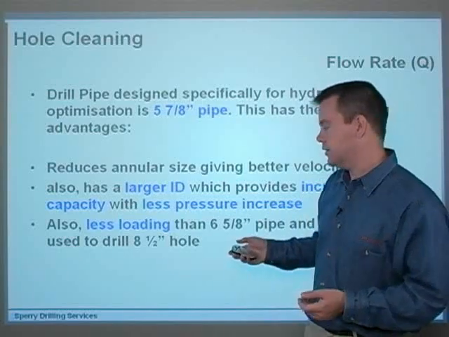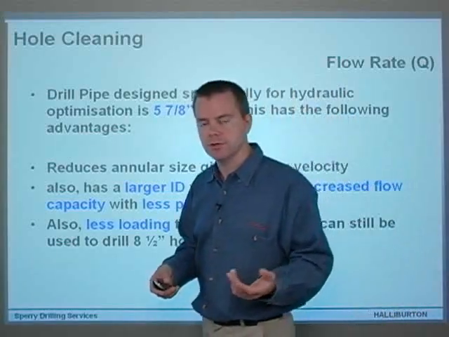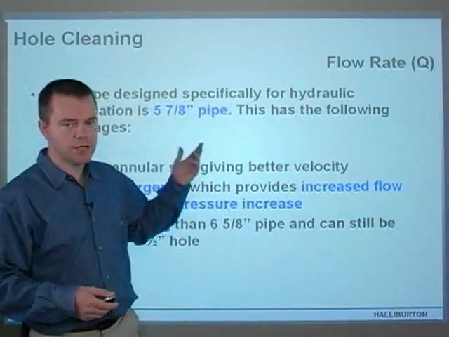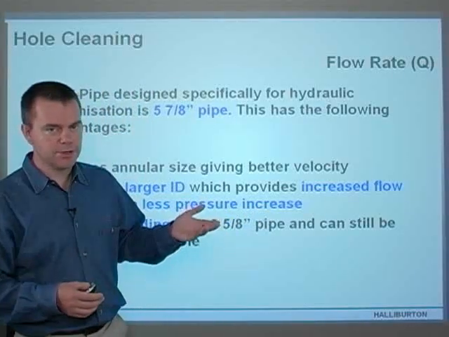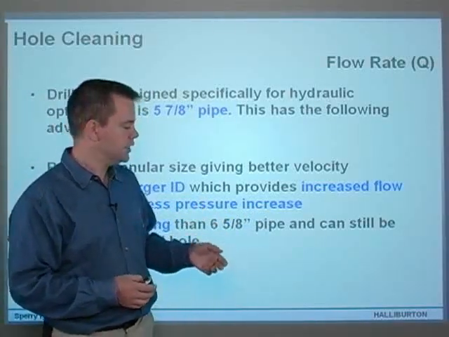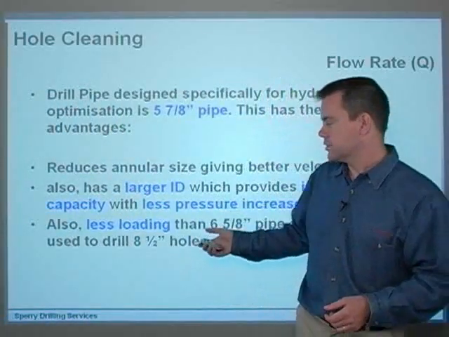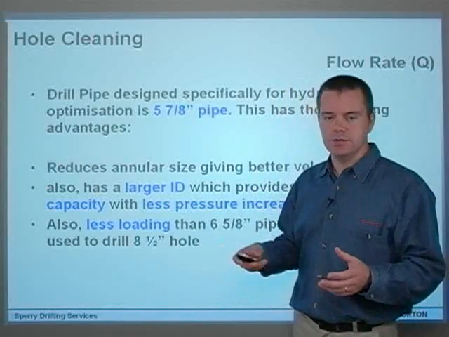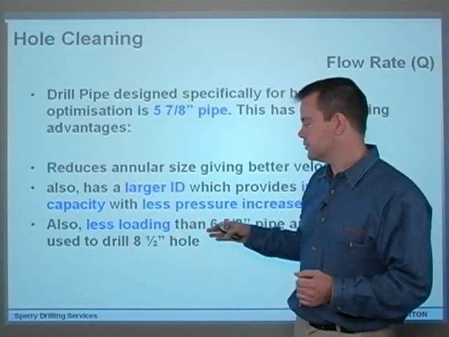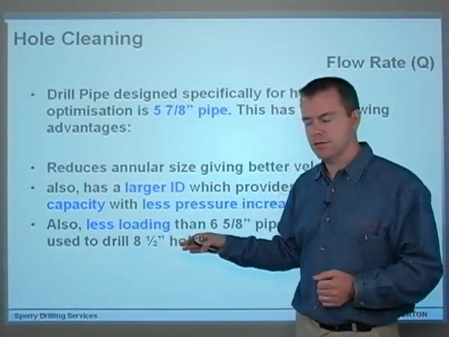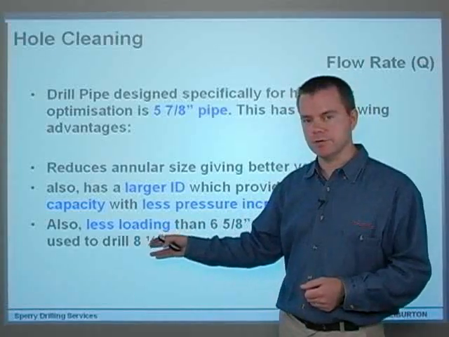It'll also give you less loading on your hoisting equipment than, say, 6 5/8-inch pipe, which is one of the common drill pipes that they use instead of 5-inch pipe to increase the annular velocity. But the 6 5/8 is pretty heavy pipe, and you can't drill 8.5-inch hole with it because it's far too high an ECD with 6 5/8 pipe in 8.5-inch hole, which basically means if you drill your well with 6 5/8, you've got to swap out that drill pipe for 5-inch or something else when you get down to your 8.5-inch section.